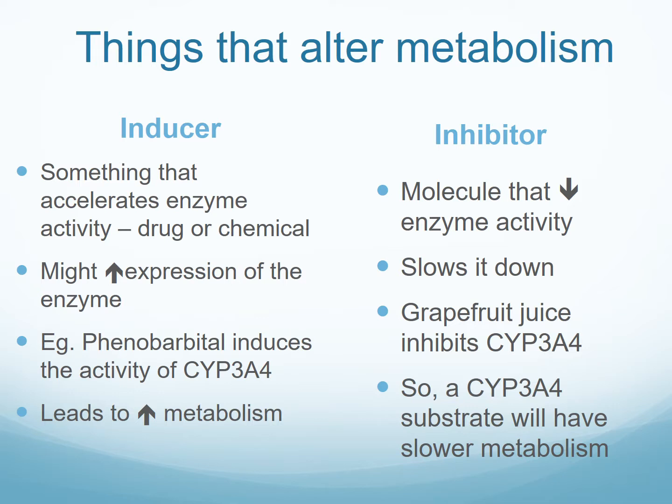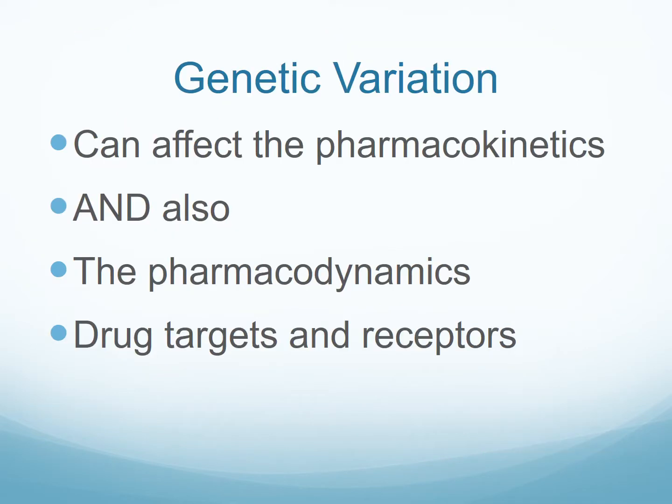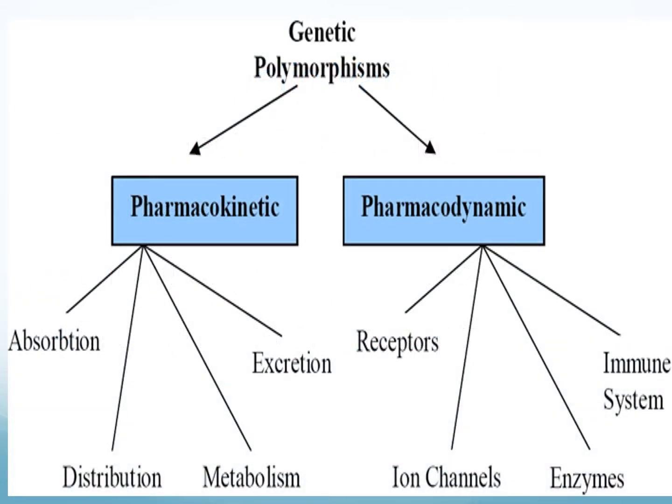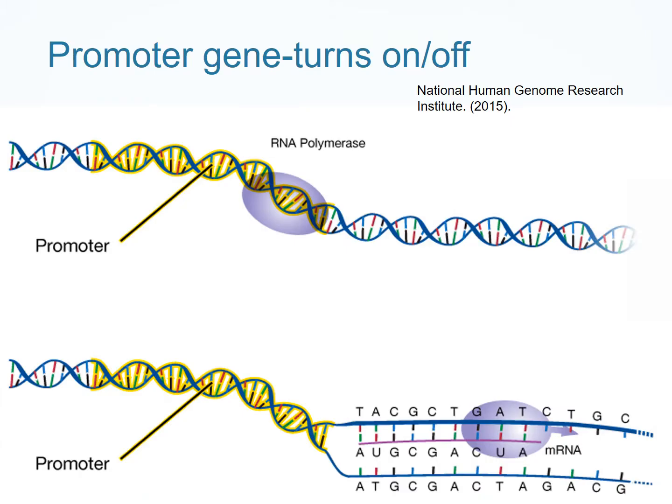Inhibitors slow down the activity of that enzyme. Grapefruit juice slows down or inhibits 3A4. So a 3A4 substrate will be more slowly metabolized. The point is, genetic variation can affect the pharmacokinetics and also the pharmacodynamics. This shows our famous pharmacokinetics, our ADME, and our pharmacodynamics, what the drug does to the body, which can be receptors, ion channels, or enzymes. Remember we spoke about promoter genes earlier?